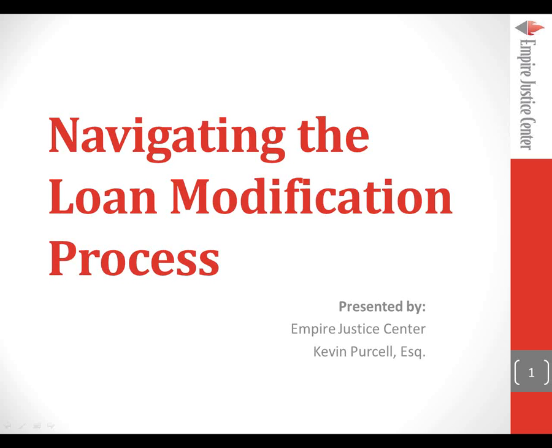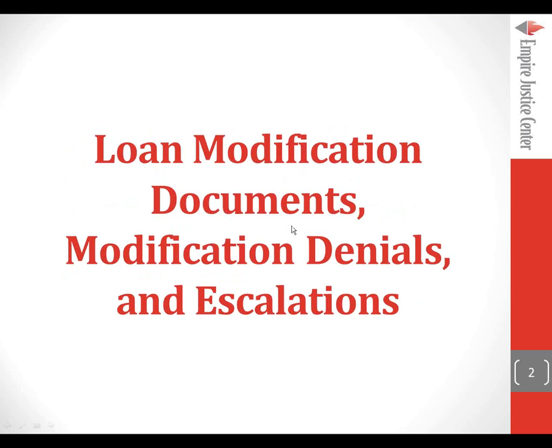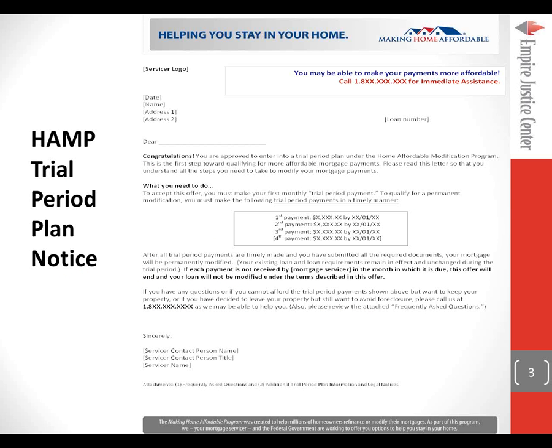The first 3 parts of this webinar, we talked about the process of how to apply for loan modification and the different programs that are available for homeowners depending on what type of loan you have. What we're going to focus on today is everything post the initial submission, and that's going to deal with both the modifications, the approval documents, as well as escalations. So first thing we're going to look at is HAMP.